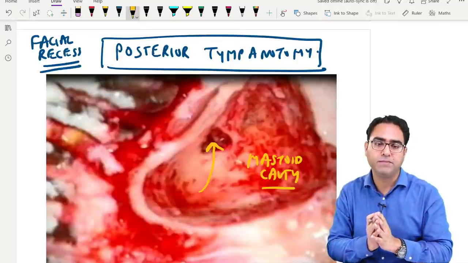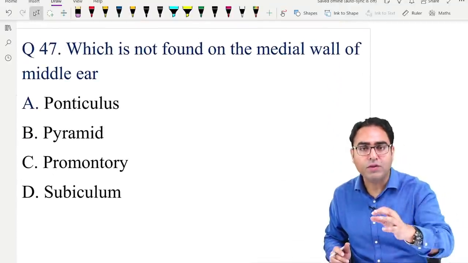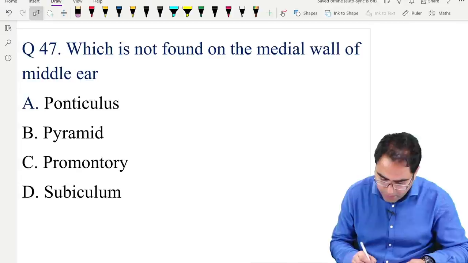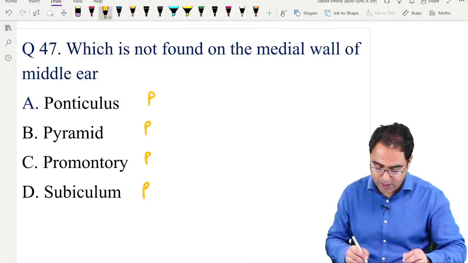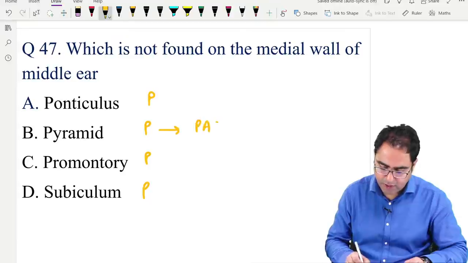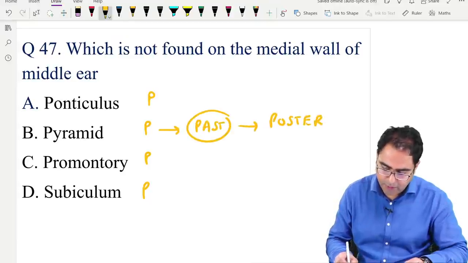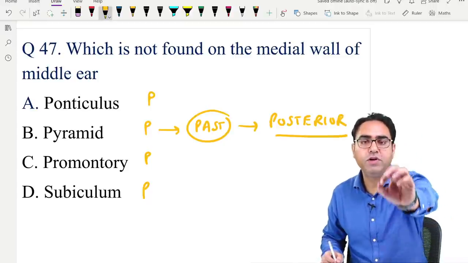Okay, fine. Now, which of the following is not found on the medial wall of the middle ear? The medial wall of the middle ear has four P's: ponticulus, pyramid, promontory, subiculum. I have remembered it in a very easy way: pyramid is our past. The Egyptian pyramid of the past is on the posterior wall. Pyramid represents our past, it's on the posterior wall.